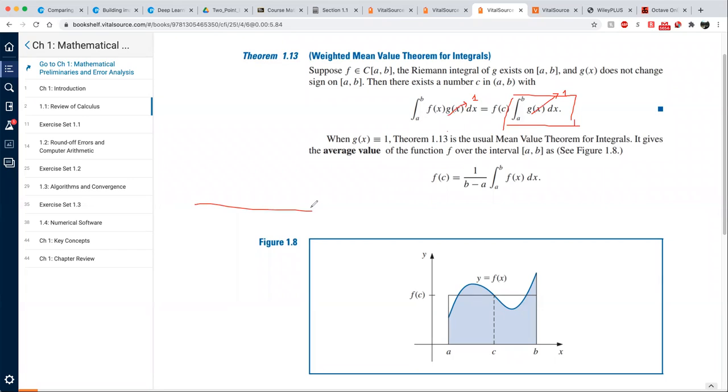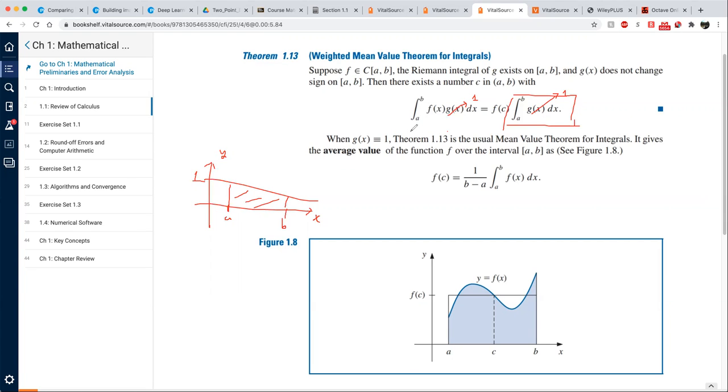Think about this. This is the x axis and the y axis. Here's a, here's b, and there's a 1 right here. The integral of 1 from a to b is the area of that rectangle, right? What's the area of this rectangle? Width times height, so (b minus a) times 1, which is b minus a.